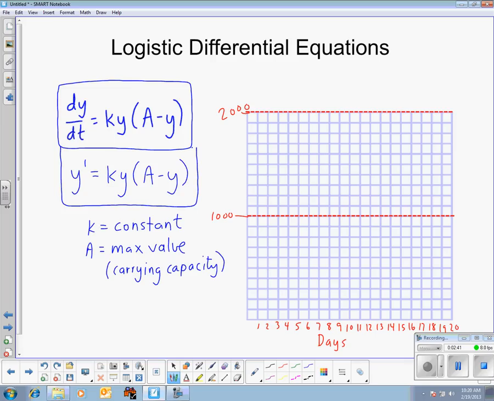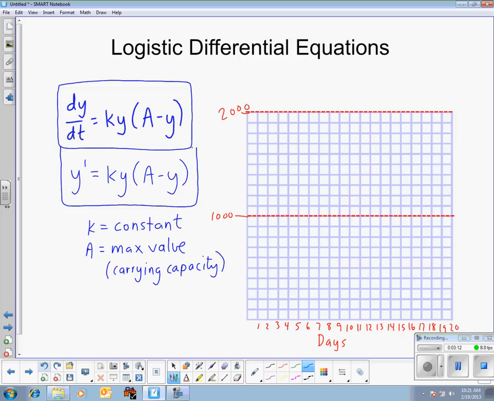Basically, what logistic differential equations model is the spread of a rumor or the growth of a population or something like that, where there's a limit. Some stuff grows exponentially, like your retirement fund hopefully is going to grow exponentially, or the population of the world is so far kind of growing exponentially. At some point it's got to level out. So what a logistic equation does is it shows us how the population levels out.